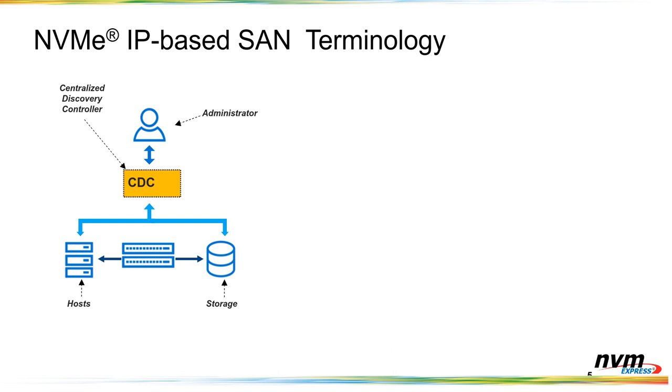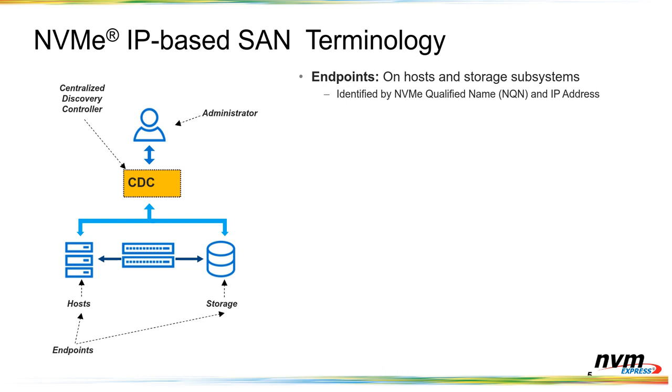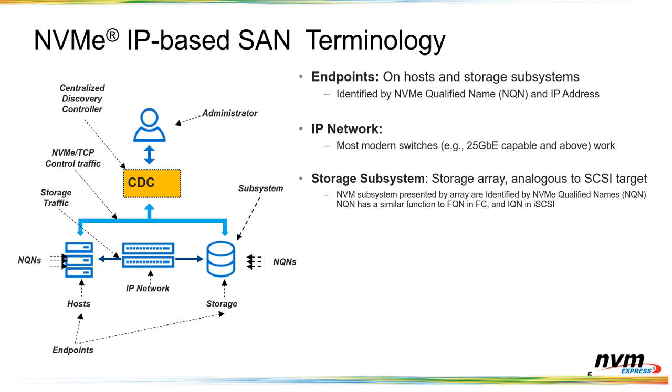But you're also going to hear us talking about endpoints. Those are hosts and storage ports. We call storage ports subsystems in the standard terminology. We have an IP network that's intended to connect hosts and storage ports together. Typically, that's 25 gig capable and above.